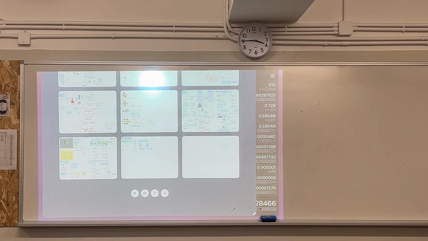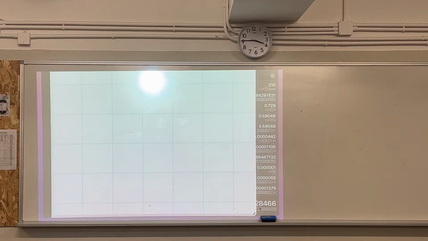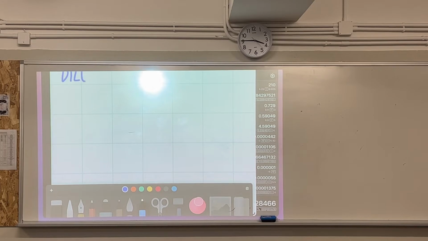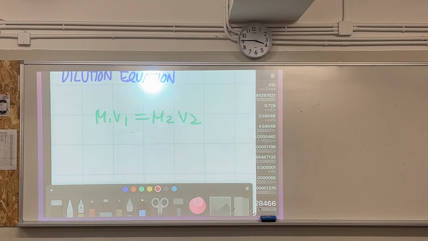So we'll look at the answers. I think we stopped at which question? Question number 2, yes. So we can use the equation M1V1 equals M2V2. Write this out: dilution equation. So this is the condition before dilution, and this is the condition after dilution. So 2 means after dilution.